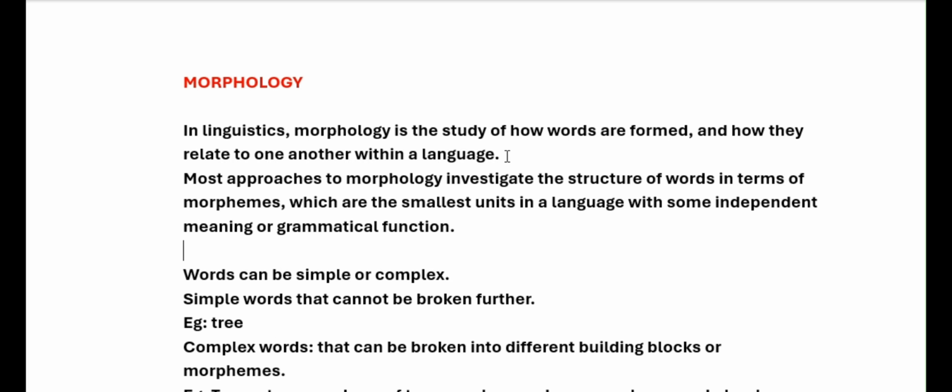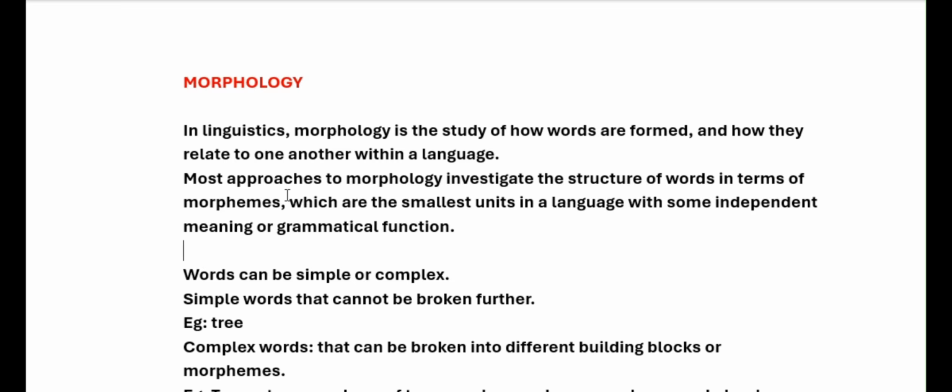Morphology is basically the study of words. It is the study of how words are formed and how they are related to one another within a language. Okay, we know what words are. So in morphology we study words, their formation, and how their meaning changes over time.